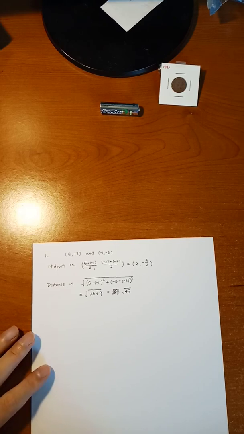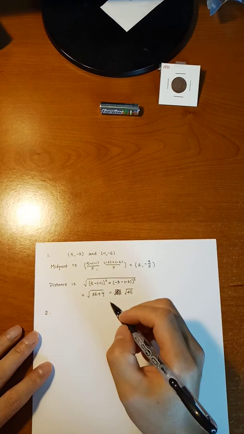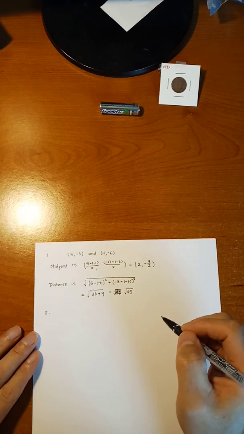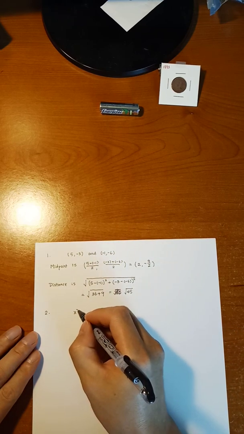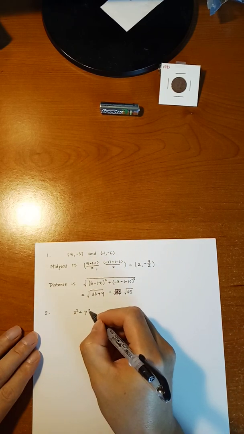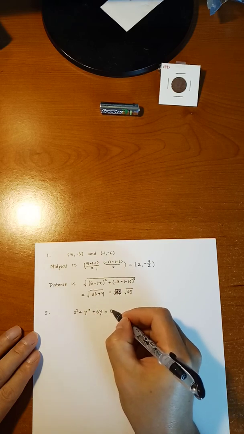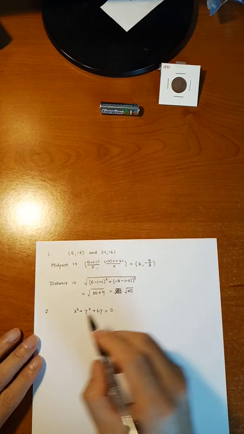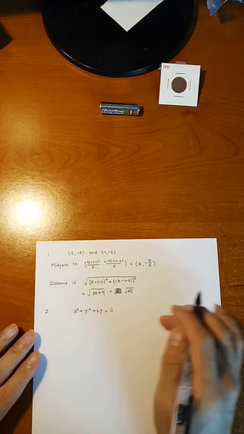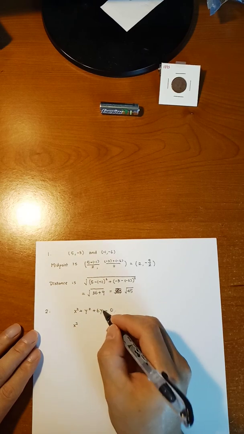This is the first problem. And second problem, find the center and the radius of the circle. We're looking for the center and the radius of the circle. Here x squared is just x squared. There's no x term, so you don't do anything. Y squared plus 6y.